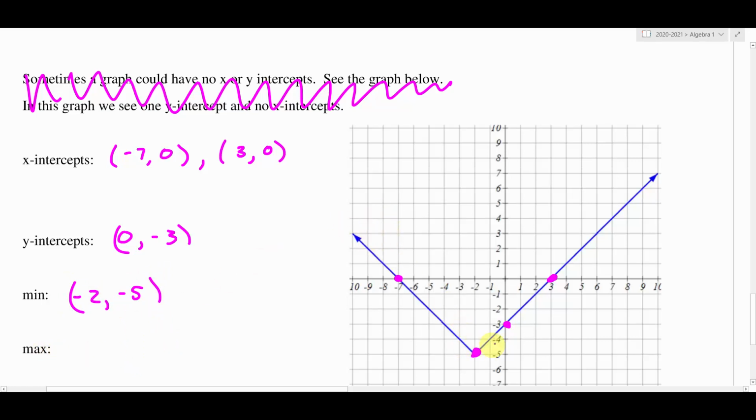And then my maximum, right? So I'm looking for the highest point on the graph. So I'm thinking, well, here, let's trace this line and see where it stops. It's going up, up, up, and the arrow would tell me that it keeps going up forever, which means that there is no maximum, so we would say none or DNE.